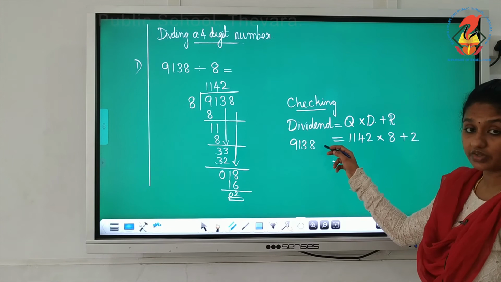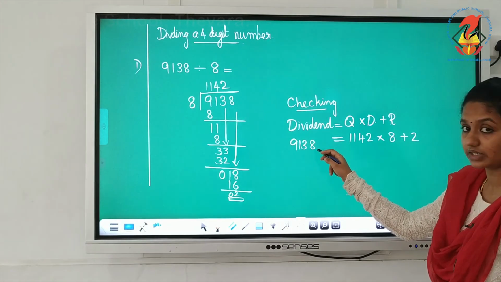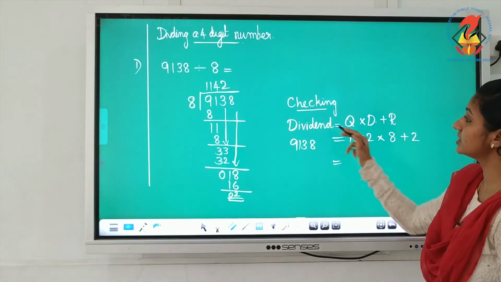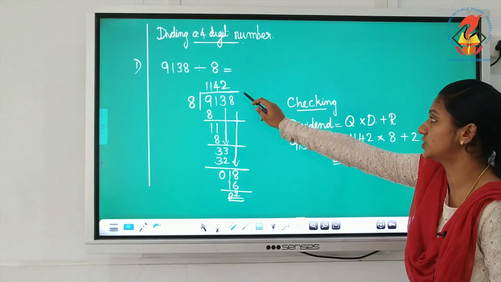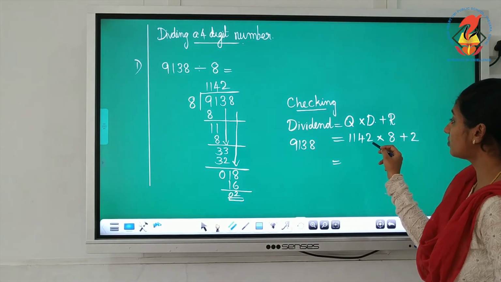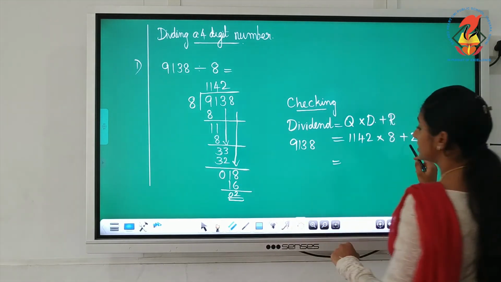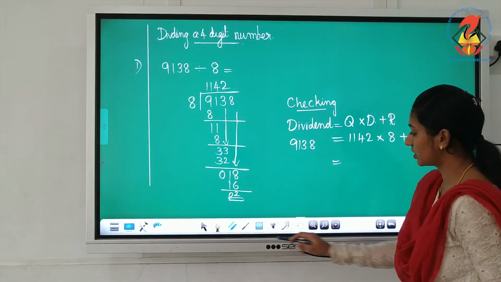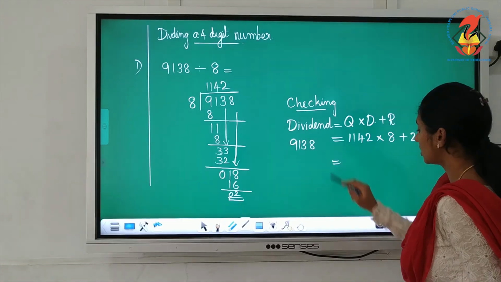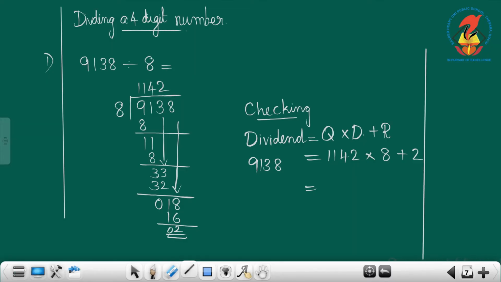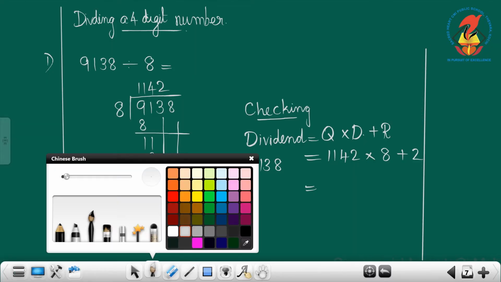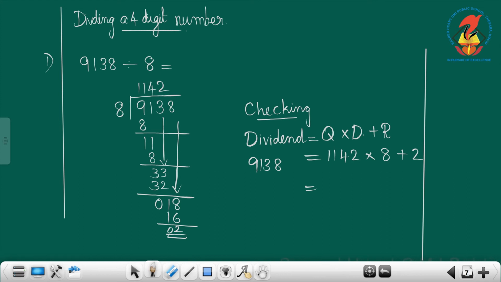So here what is the dividend? 9138 is equal to quotient, the answer in division is called quotient, 1142 multiplied by divisor is 8 plus remainder 2. Okay, we can do the calculation in the working column. Okay, we can calculate the answer.